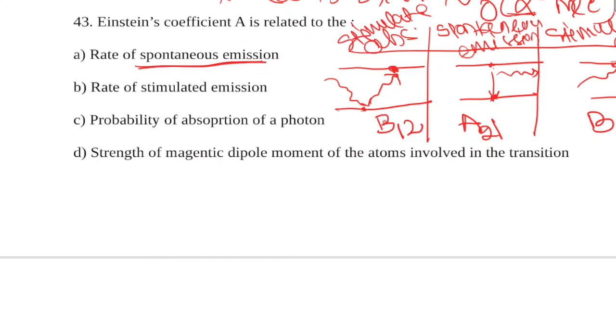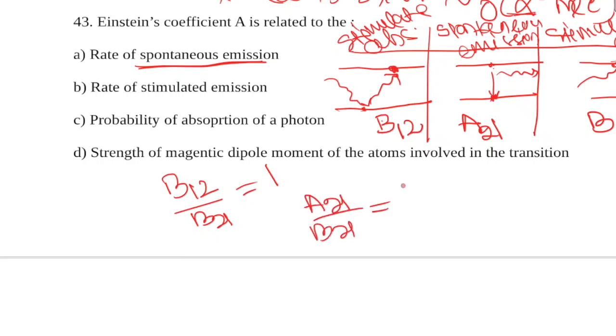Okay. There is also a relation between these coefficients. You should remember that B12 by B21 equals 1 and A21 by B21 equals 8 pi h nu cubed by c cubed.